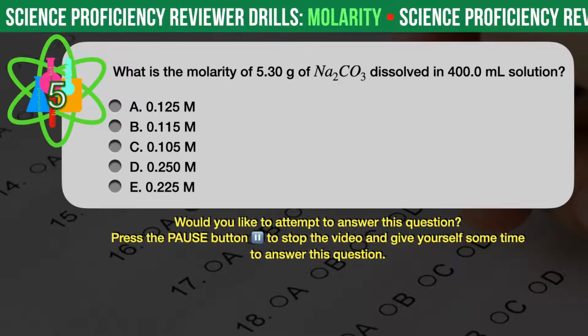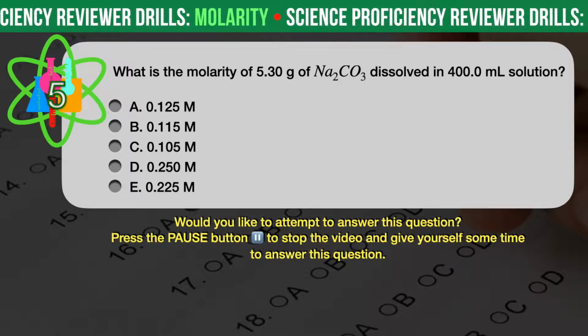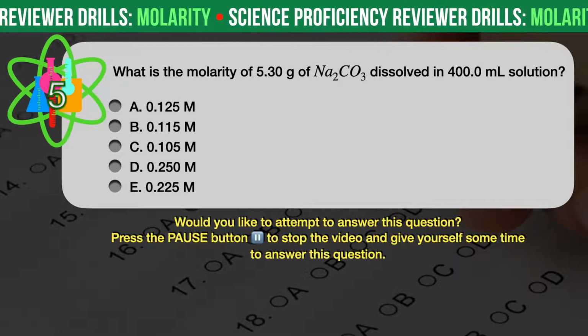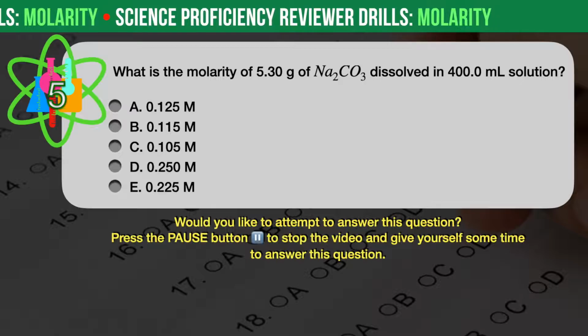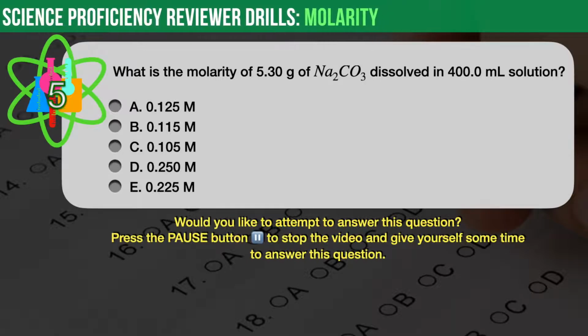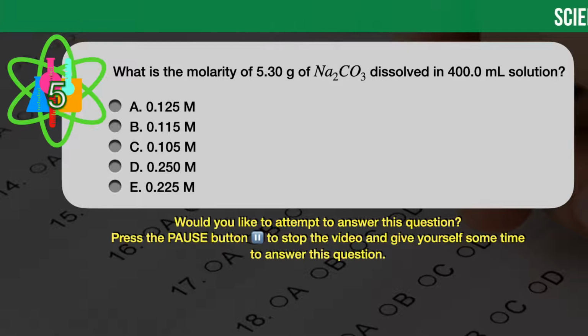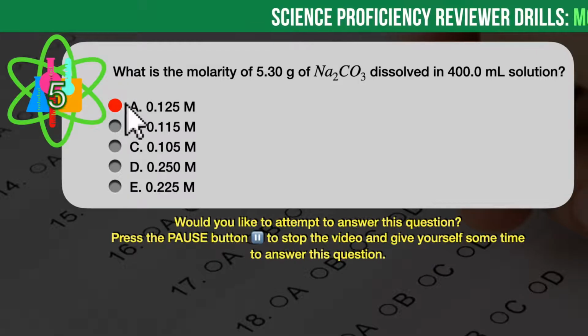Drill question number 5. What is the molarity of 5.30 grams of Na2CO3 dissolved in 400.0 milliliters of solution? A. 0.125 M. B. 0.115 M. C. 0.105 M. D. 0.250 M. E. 0.225 M. The correct answer is A.